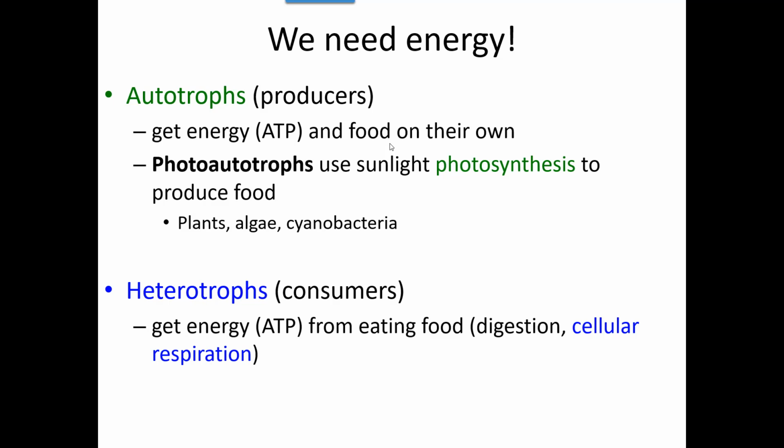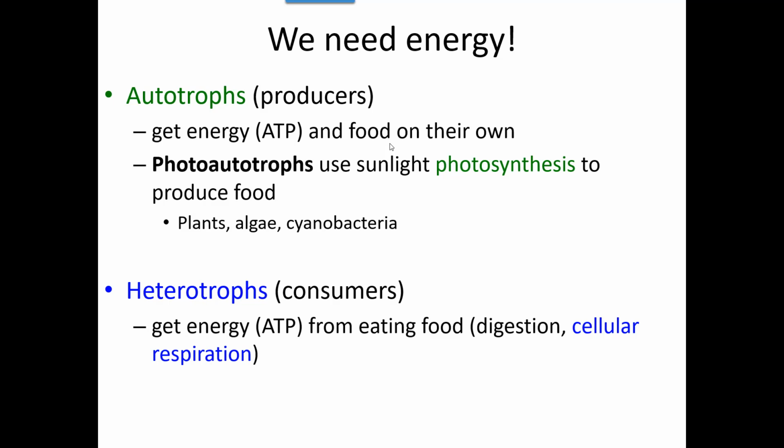Organisms that can do photosynthesis include plants, algae, and cyanobacteria. So there are some bacteria that can do photosynthesis. And these are really what we're going to be focusing on today, the organisms that can do photosynthesis to make their own food sources.